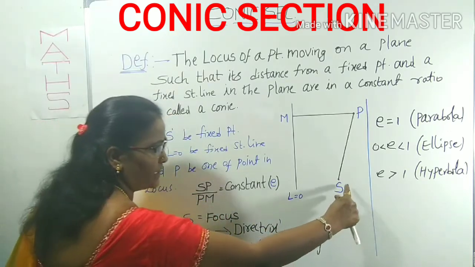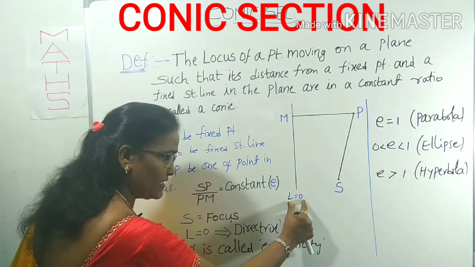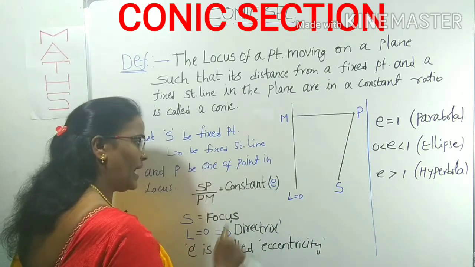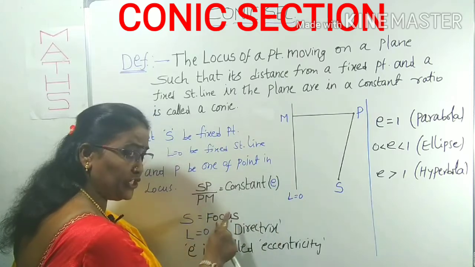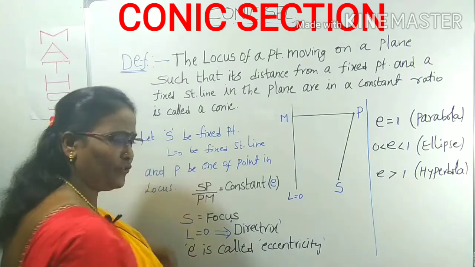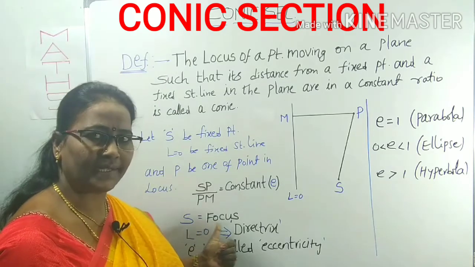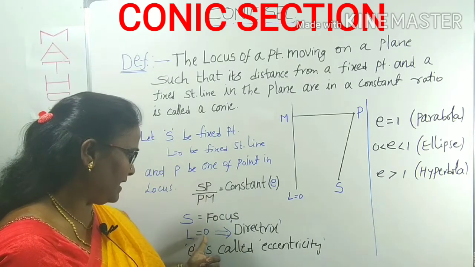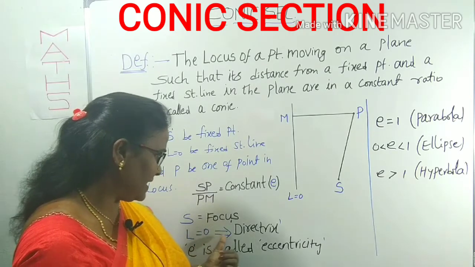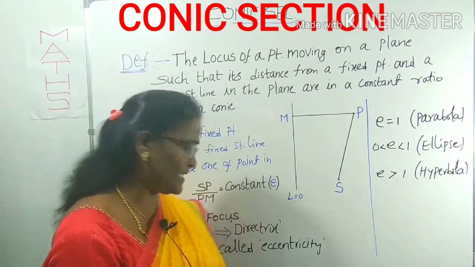This fixed point is now called the focus. And I said L is equal to 0 is a fixed straight line; the fixed straight line L equal to 0 is nothing but the directrix. And E is the constant ratio; the letter E is called the eccentricity of the conic. The fixed point S is called the focus. L may be a small or capital letter, whatever; L is equal to 0 is the directrix. And the constant ratio is called the eccentricity of the conic.